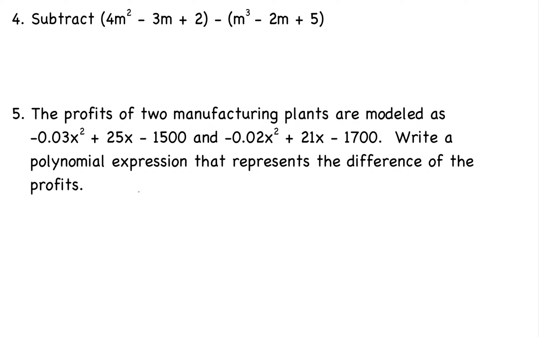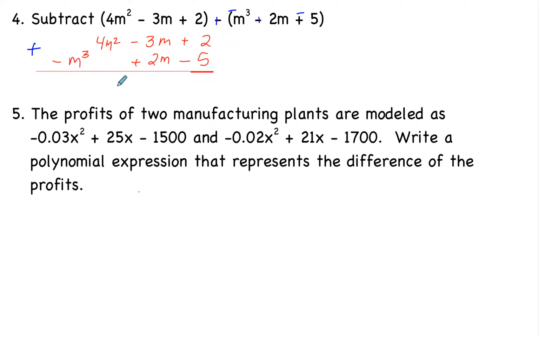So here's one we're going to be subtracting. 4m squared minus 3m plus 2. Subtract m cubed minus 2m plus 5. So I went ahead and rewrote this. The first one I just rewrote as it was. And then I distributed this negative through the parentheses. And instead of subtracting now, I'm going to go ahead and just add these 2 terms together. So it's a minus m cubed, a plus 2m, and a minus 5. That's why I've changed the signs. So basically I'm adding the opposite, right?